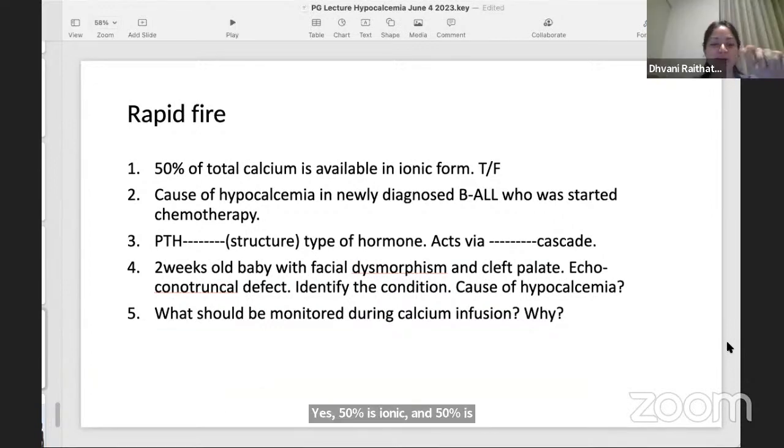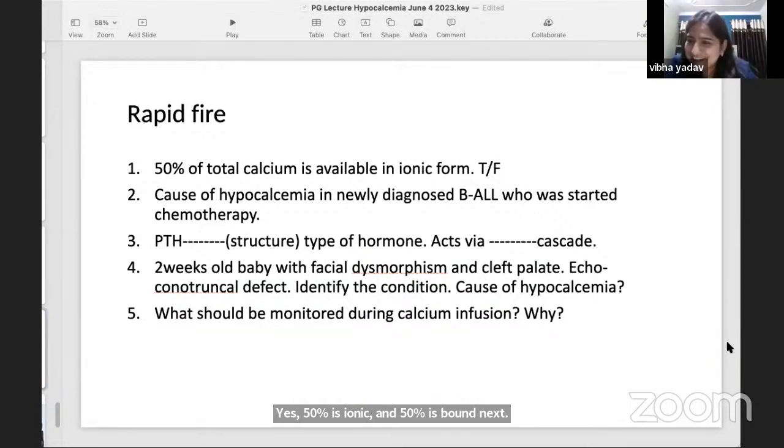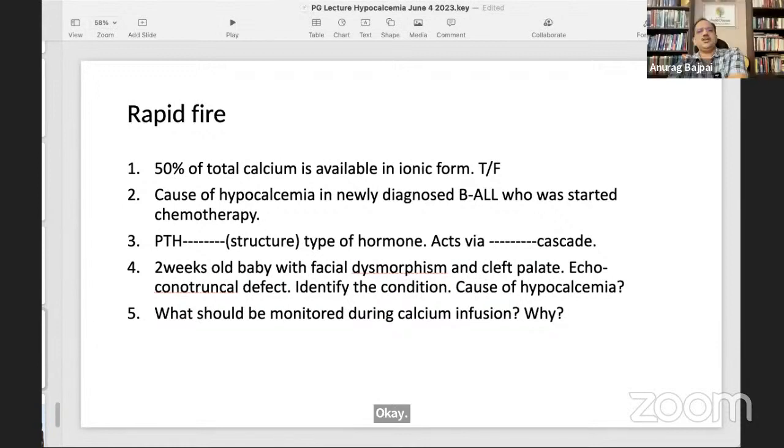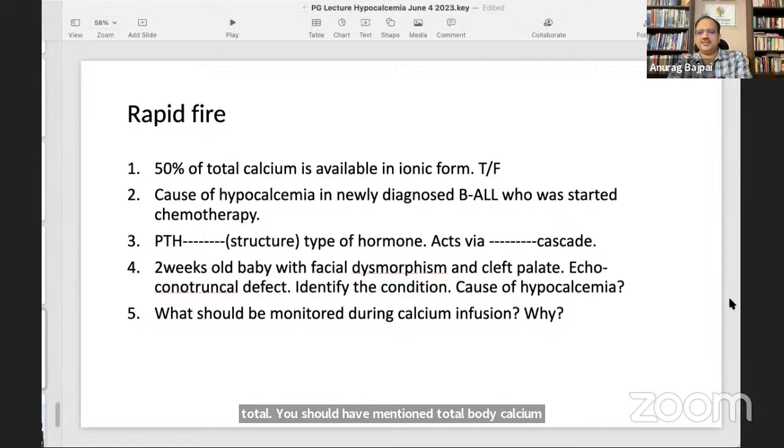Next. Okay, so this was a trick question actually. So 99% of total calcium is in the bones and only 1% is in the rest. Yeah, so this was a trick question. You should have mentioned total body calcium. We could have mentioned total body. Anyway, we carry forward.